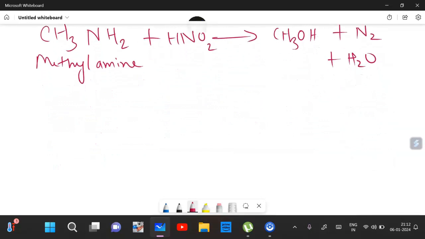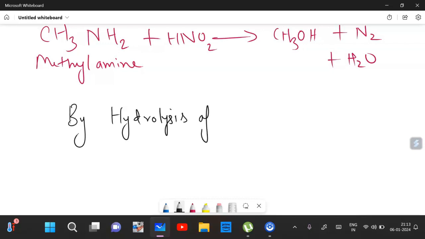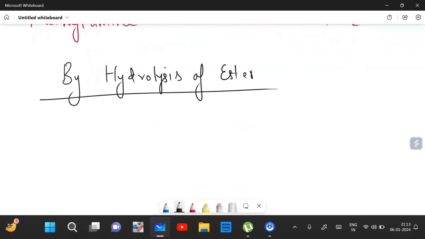The third method we are going to discuss is by hydrolysis of esters. This is not reduction. This is hydrolysis of esters. First was reduction of acid derivatives like RCOOH, RCOX or RCOR'. This is a different method, hydrolysis.